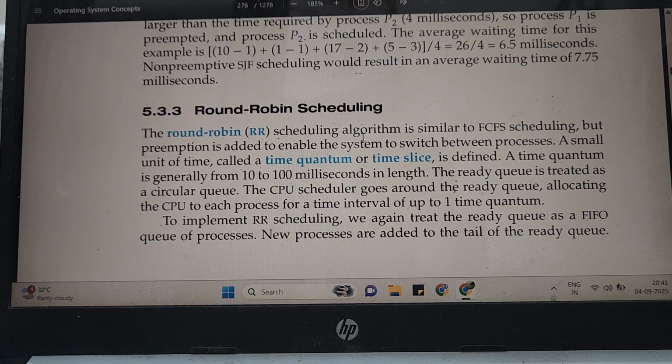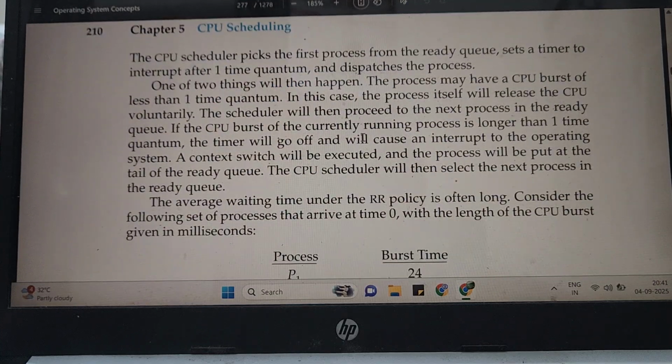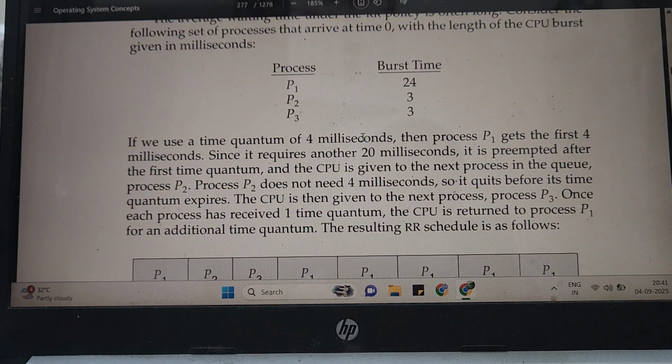So if your time slice is defined to be 2 cycles, then you execute every process for 2 cycles, then you go to the next one for 2 cycles, the next one for 2 cycles, and so on and so forth. Then you come back to the first process again for 2 cycles. So basically it is first come first served with a time slice. So we'll look at a couple of examples.